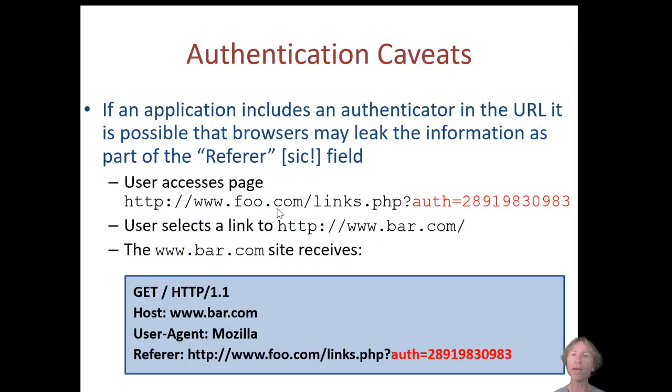Okay, so let's have a look. You have a user accessing a page foo.com, there's a bunch of links there, and it went there with some authenticator. Now, on that page, there's a link to another site, bar.com. And if you now click on this link, the referrer field will contain an indication of where you were coming from with the URL that you were using, and that happens to be the URL that contained an authenticator. In this way, the referrer header may leak this really sensitive information. You don't want to do that.